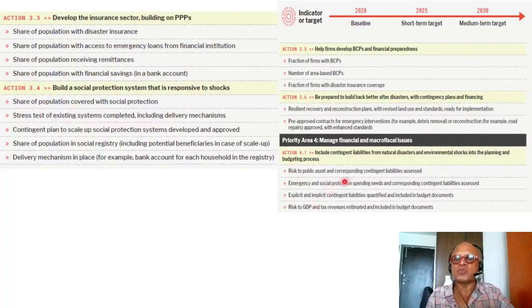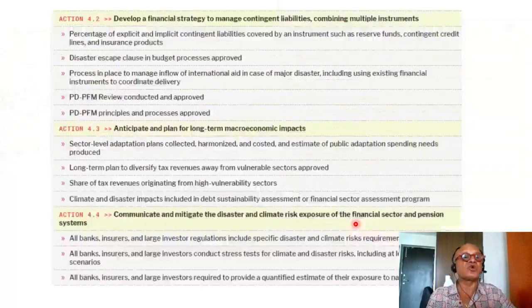So here, risk to public assets and corresponding contingent liabilities should be assessed. Emergency and social protection spending needs and corresponding contingent liabilities are also assessed. Explicit and implicit contingent liabilities are quantified and included in budget documents. Risk to GDP and tax revenues are estimated and included in budget documents.